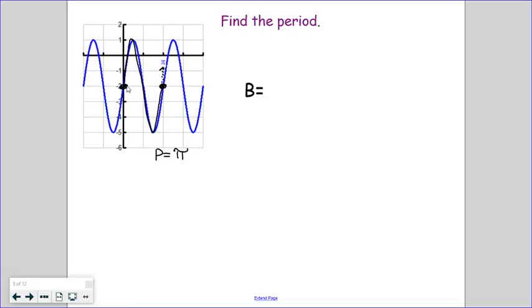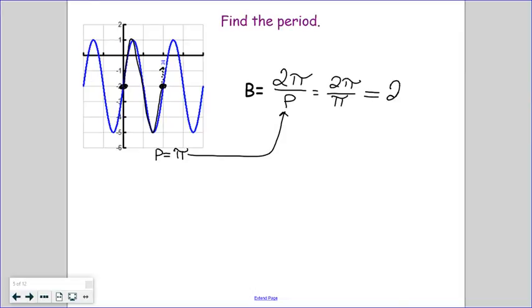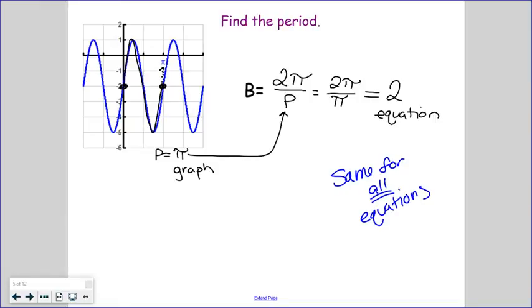The number we put in our equation is 2 pi divided by that. So 2 pi divided by, put pi in there. This is the number that goes in our equation. This is the number we see in the graph, right? Difference between period and b. And again, this is the same for all equations. Doesn't matter if I now decide to write this as a cosine curve instead of a sine. All of them will have a b value of 2.